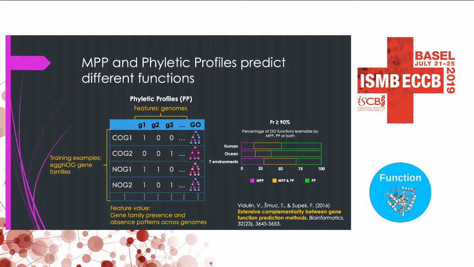However, if we include metagenomes from a diverse environment, like is the case with MPP-I, then the performance between the two is similar. Approximately the similar proportion of functions is learnable by MPP that is not accessible to phyletic profiles and vice versa.